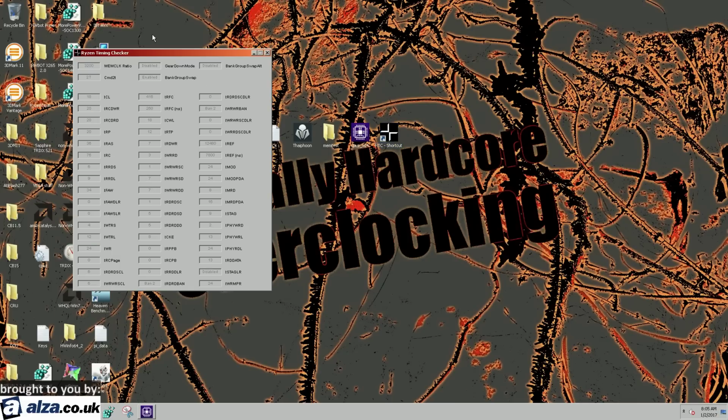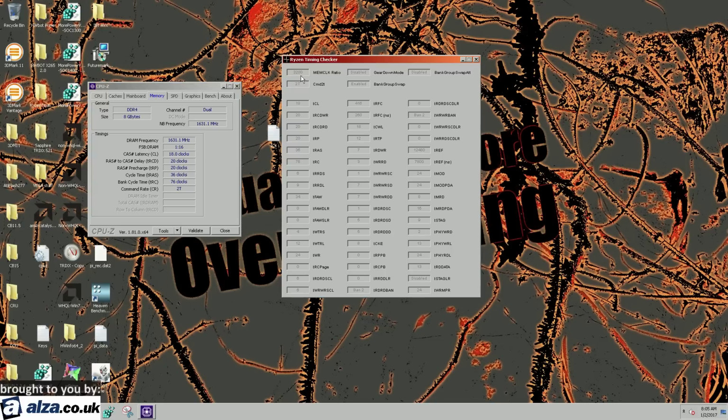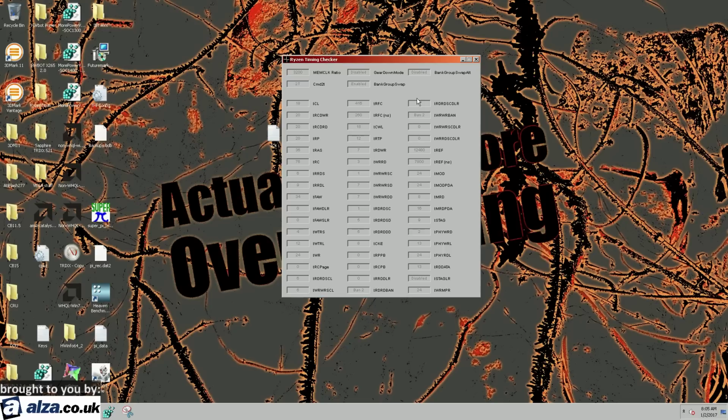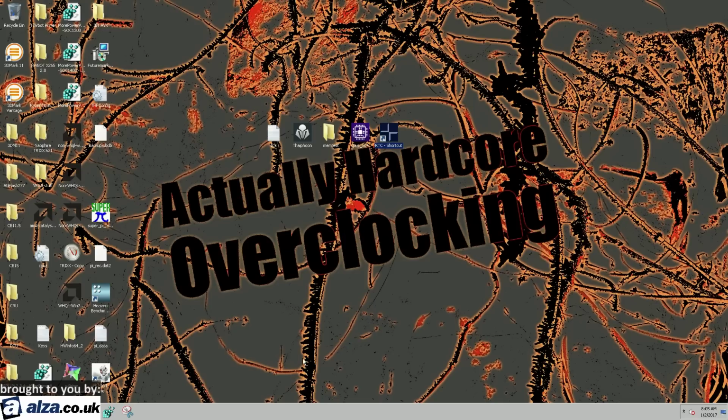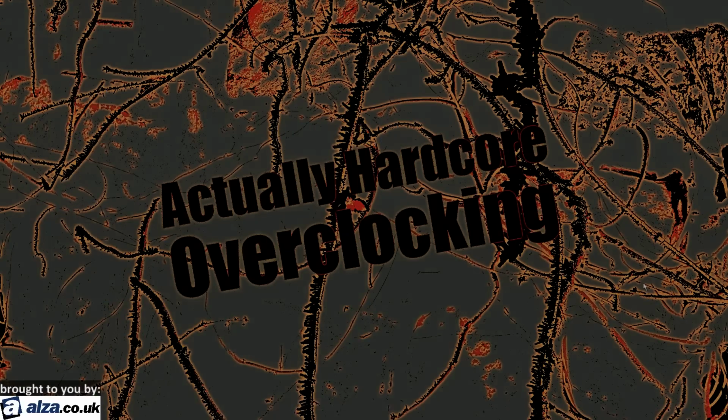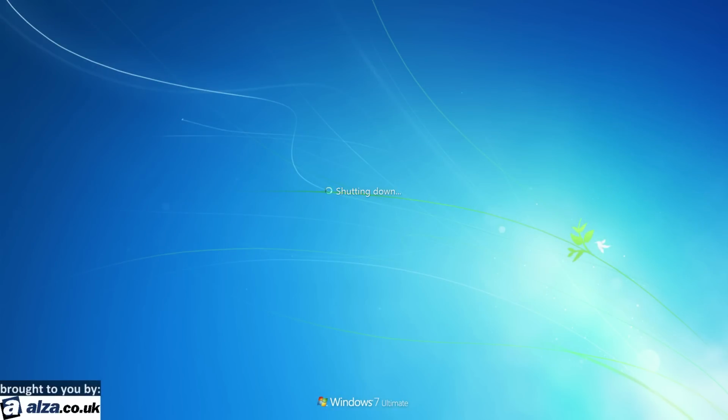Anyway, as you can see, Ryzen Timing Checker doesn't pick up on the BCLK increase, which it's not supposed to. It's for checking timings, not memory frequency. And as it is, it provides more than enough functionality, in my opinion. So you will want that anyway. So let's restart.